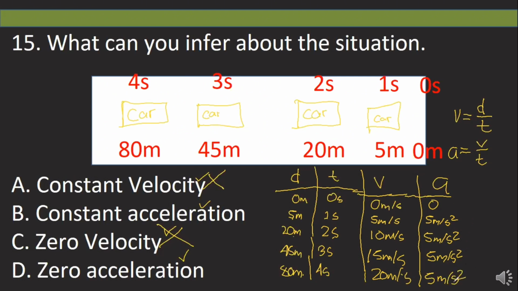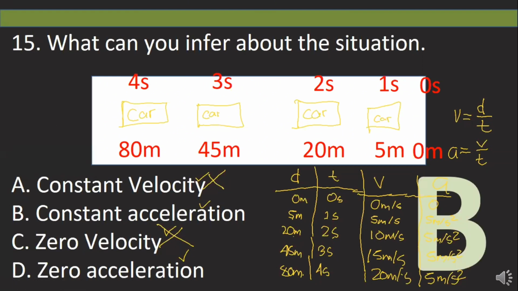As you can see, when the car starts moving, it has now a constant acceleration, which is 5 meters per second square. So therefore, the answer here is letter B. We have a constant acceleration. When we say constant, the magnitude is not changing. It's the same all throughout the time period. So we have letter B. So that is the answer.